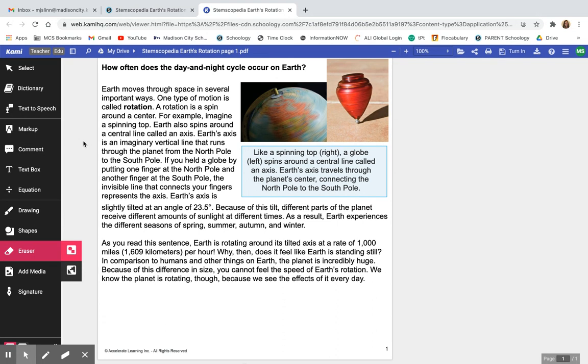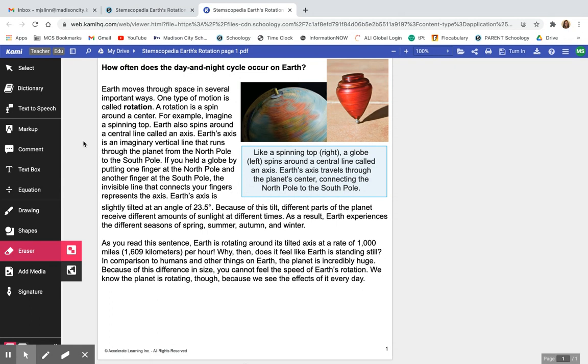How often does the day and night cycle occur on Earth? Stop and think about what you already know about the topic. I bet you can already answer this question without reading the article. How often does the day and night cycle occur on Earth? You probably could tell me that day and night occurs every 24 hours. Okay, let's read and learn more details.